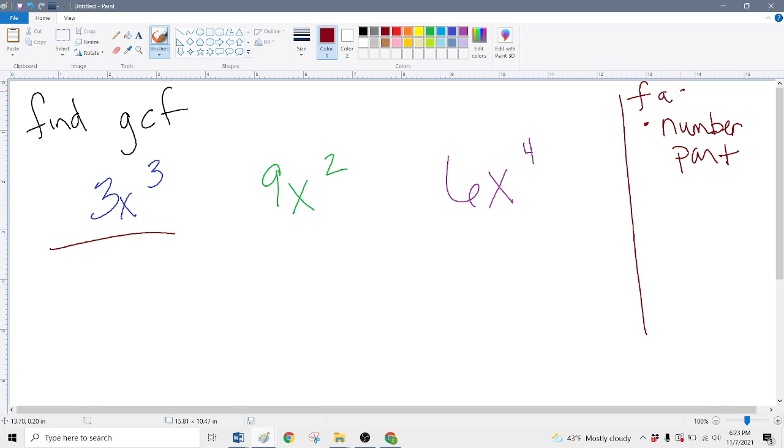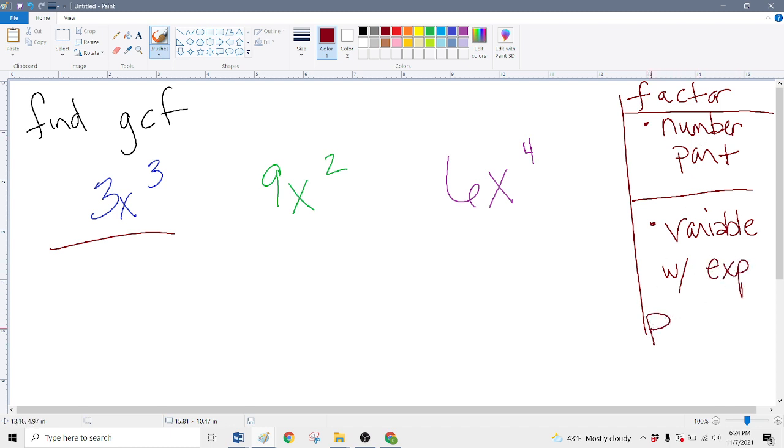So the first thing we'll do is we'll find factors for our number part, and then we're going to find the factors for the variable part. The variable with exponent part, and I'm abbreviating here. Okay, these are the 2 different parts that we need to factor. So let's go ahead and get started.